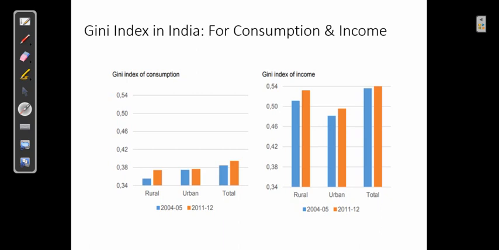So overall consumption inequality basically implies the distance between the various groups in the society who are consuming.